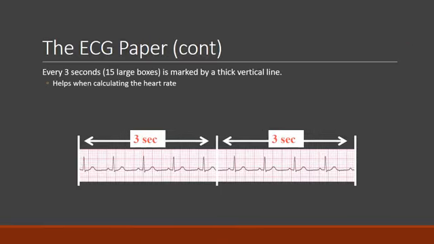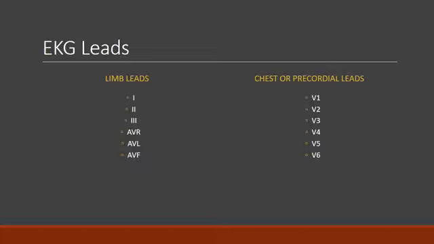So the EKG paper, if we look, not only do we have the little boxes, but we also have these vertical tick marks or vertical lines every 15 large boxes or so. So if we add up the time, each of those big black lines, which is what we see here, they're actually red, that is the marker for every 3 seconds. And so that helps identify 3 second intervals, so it helps us calculate the heart rate.